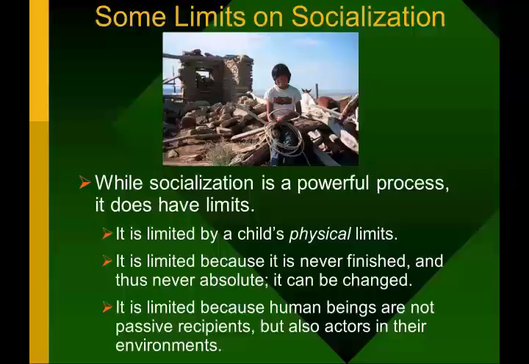Some limits of socialization. While socialization is a powerful process, it does have limits. It's limited by a child's physical limits because it is never finished, and so it just keeps changing. It's never done. It's limited because human beings are not passive recipients. They are actors in their environments. With the environment, the stimuli changes, so do they. So know that socialization always is continuing. It's a continuing process. It's always happening.